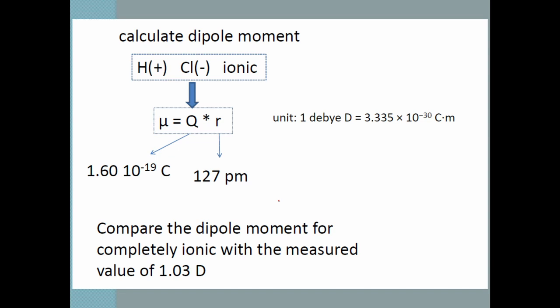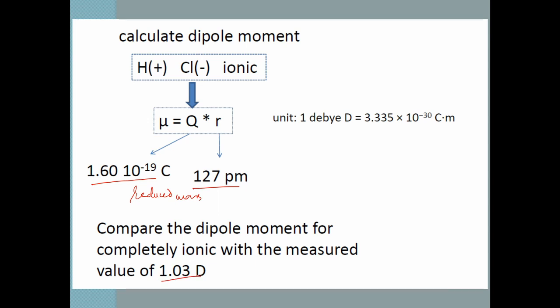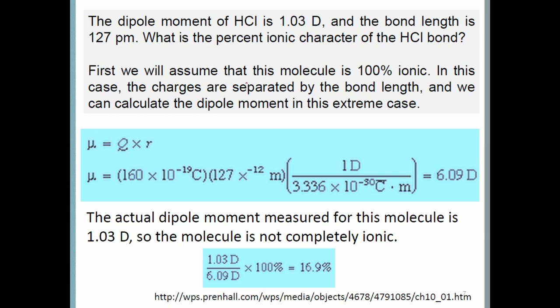So how do you calculate this? Mu equal to q into r, and this mu is in fact a kind of reduced mass, particularly belonging to the nucleons. And the bond length is of the order of 127 pm. You can compare this with the measured value of 1.03 D for HCl. This is a calculated one. The dipole moment of HCl is 1.03 D and the bond length is 127 pm.